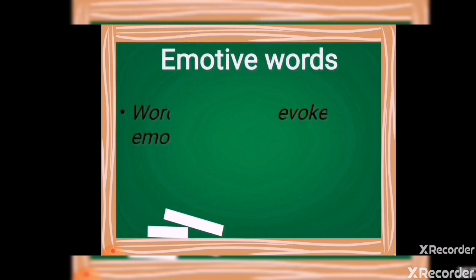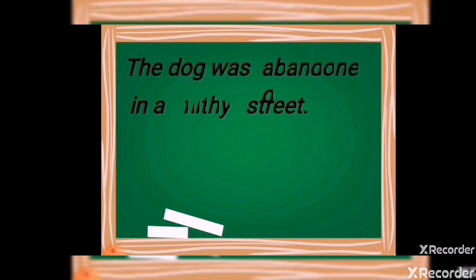Let's start with emotive words. Emotive words are words designed to evoke emotions and make people feel a certain way. If we are able to make people feel a certain way, then likely we can make them think a certain way to agree with us. Here's an example of a statement using emotive words. The dog was abandoned in a filthy street. Can you spot the emotive words used in here? Abandoned and filthy, to make the readers feel sorry for the dog.